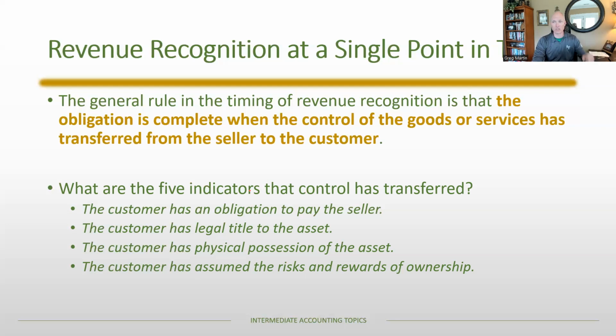But if the dealership still has to insure it, and if they can limit what the customer is doing with it, for whatever reason, then maybe the sale really hasn't taken place. And then the final one, the customer has accepted the asset. While it's an indicator in the car example, it seems fairly clear that it's already happened.